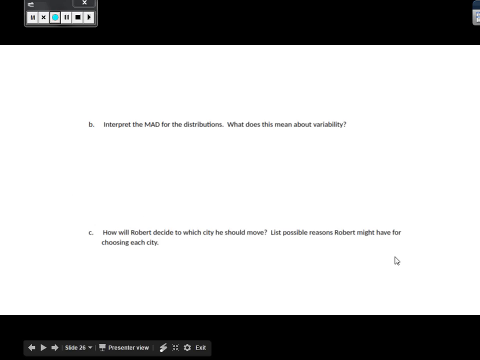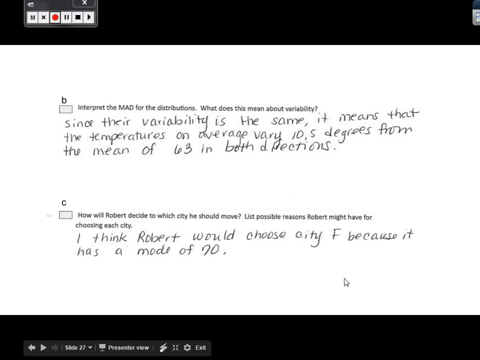Part B. Interpret the MAD for the distributions. What does this mean about variability? Part C. How will Robert decide which city he should move to? List possible reasons Robert might have for choosing each city. Here are some notes to help you with number 7, my apologies.